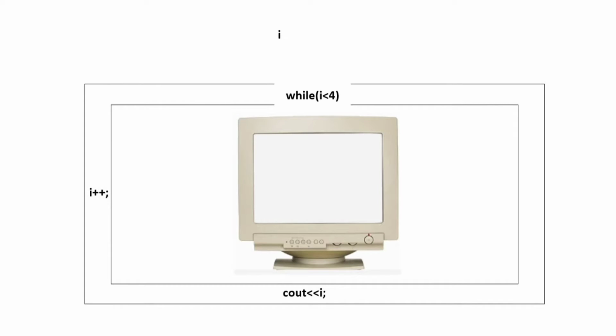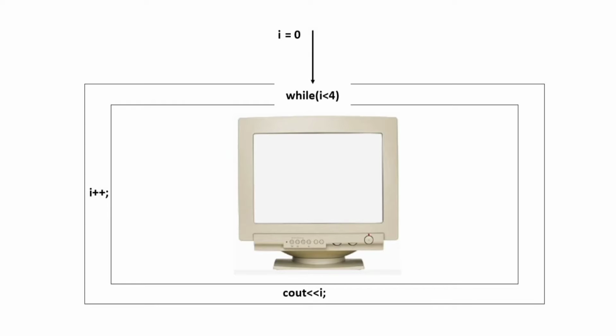We have a variable I. I will assign value 0 to I. Now we will enter the loop. Before entering the loop, it checks for a condition. That is why while loop is also called as entry control loop.